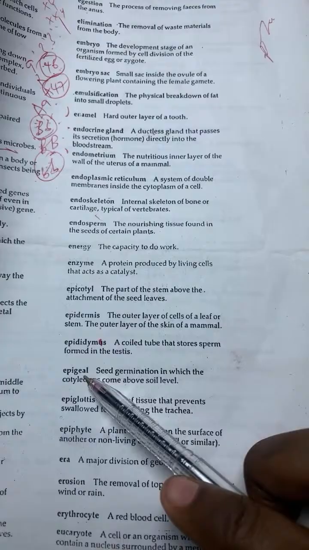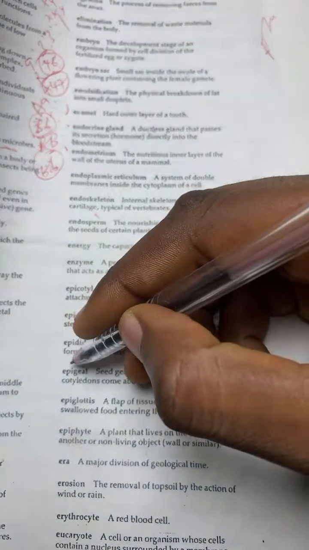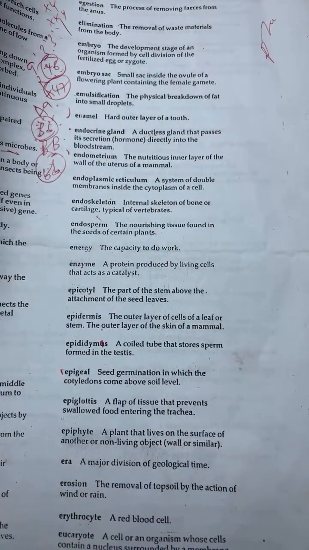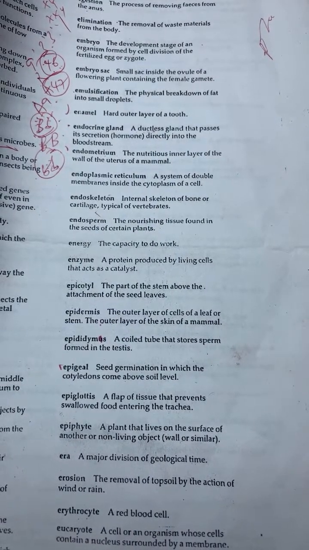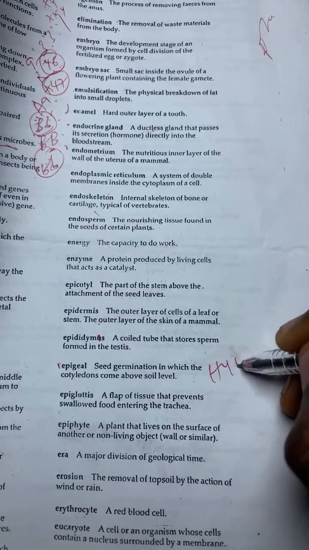Now we have what we call epigeal germination. It's a seed germination in which the cotyledons come above the soil level. That's epigeal. Another name for cotyledons is seed leaves. When the seed leaves grow above the soil level, that's epigeal. The opposite of this epigeal is what? Hypogeal.